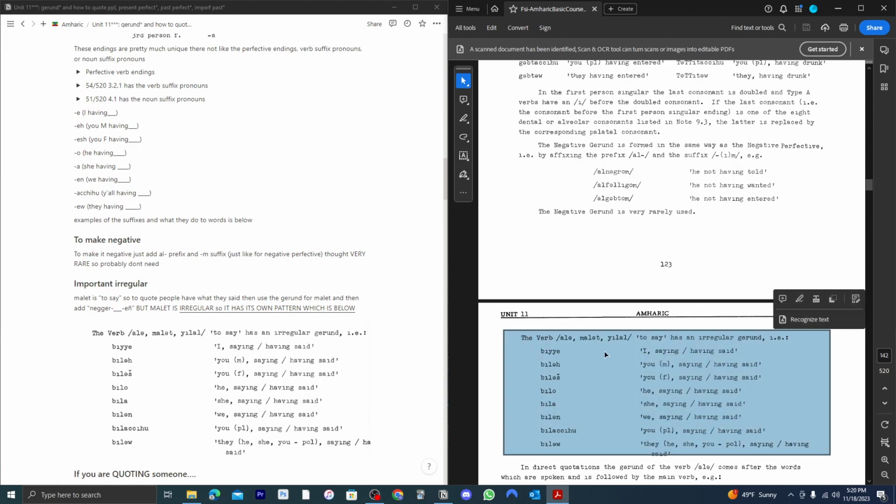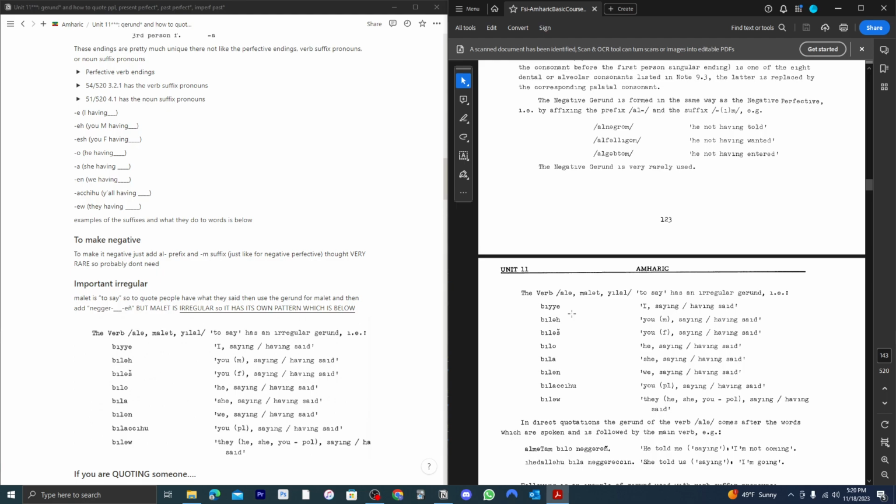Malet. This is an important irregular because it means to say. It's very common. So it doesn't follow the rules above.